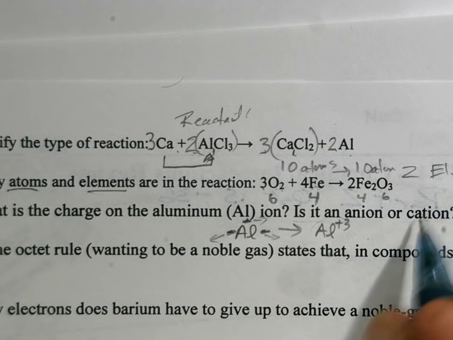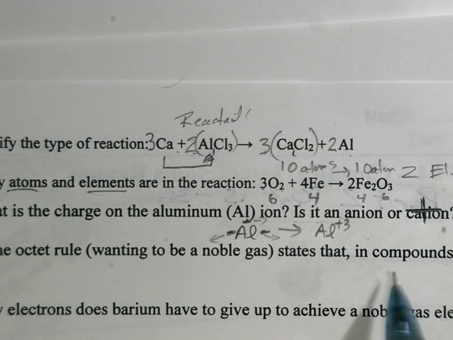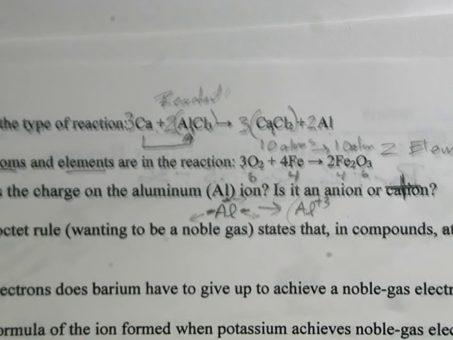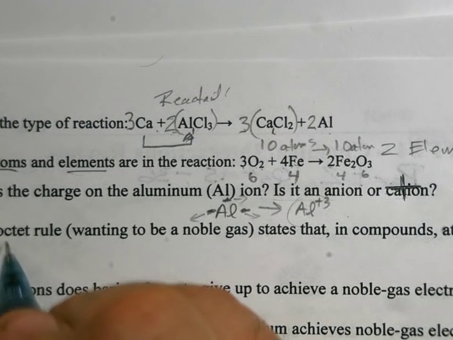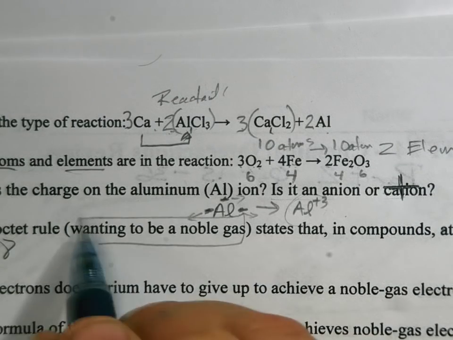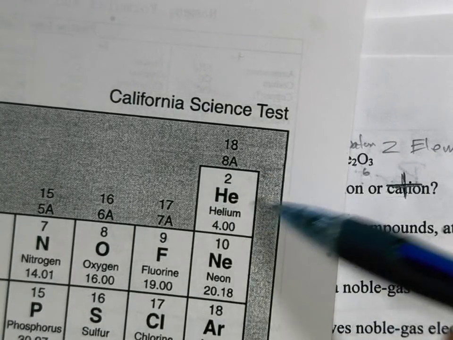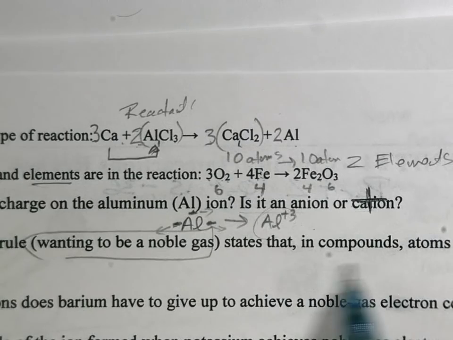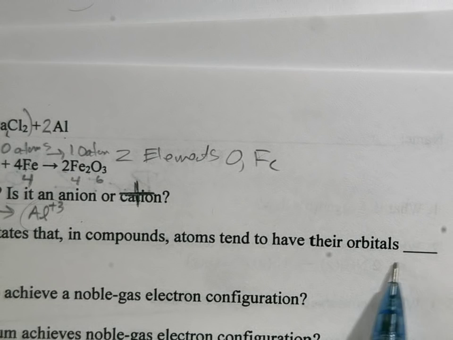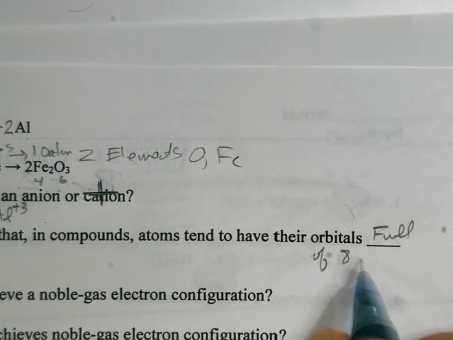And my memory clue is cation. That T, turn that T into a big plus sign, and that'll let you know whether you got an anion or a cation. The octet rule. Octet means 8. There's only a few elements that are noble gases on the periodic table. They all have 8 electrons around them, except for helium. It only has 2. Let's see. So it says the octet rule states that in compounds, atoms tend to have their orbitals full of 8 electrons. So there's that one.